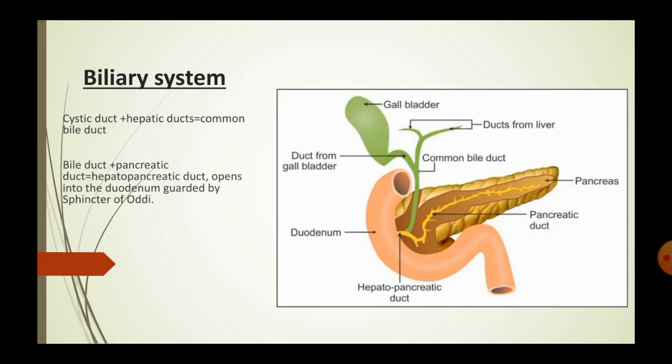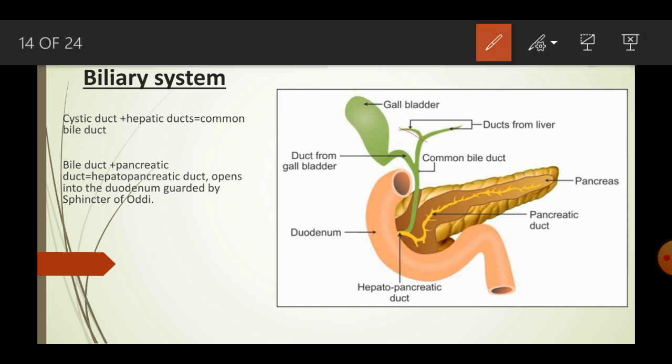Moving on to the last topic of today, that is the biliary system. The bile secreted by the hepatic cells passes through the hepatic ducts and is stored and concentrated in the gallbladder. The duct of the gallbladder along with the hepatic duct from the liver forms the common bile duct, which along with the pancreatic duct or the duct of Wirsung opens into the second part of the duodenum as the hepatopancreatic duct.